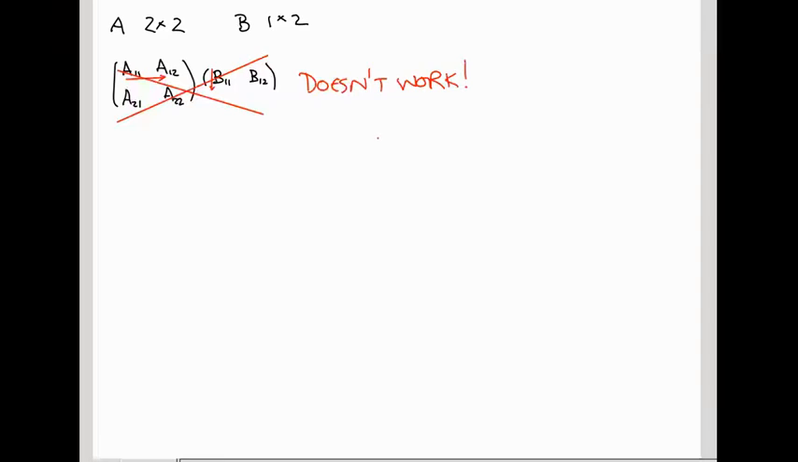It's undefined. We haven't given a definition of what matrix multiplication means in this case, and we can't. It literally doesn't make any sense. And of course that is perfectly sensible, because A in this case is a map from R2 to R2, and B is a map from R2 to R.